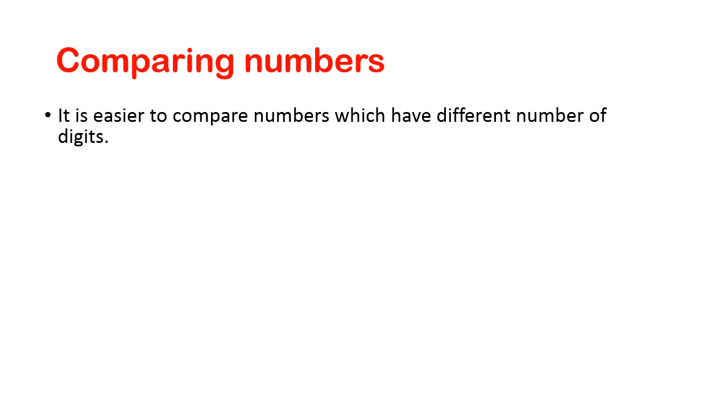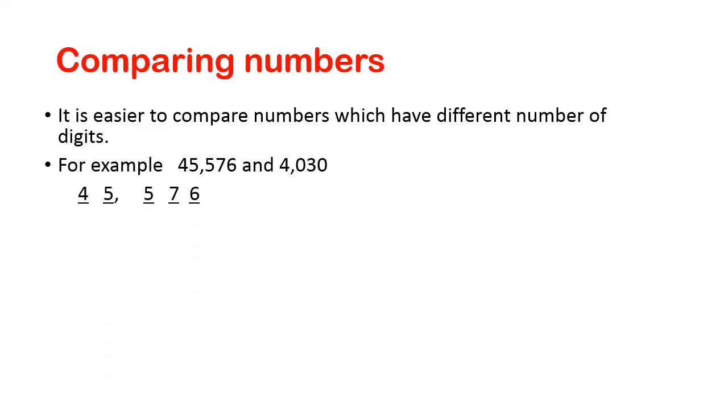It is easy to compare numbers which have different number of digits. So now look at these two numbers, 45,576 and 4,030. We can easily identify which one is the smaller number, which one is the greater number here. So now the first step is you have to find out the number of digits. So first ones, tens, hundreds, thousands, ten thousands. So totally 5 digits are there. The same way 4,030. Ones, tens, hundreds, thousands. So totally 4 digits are there.